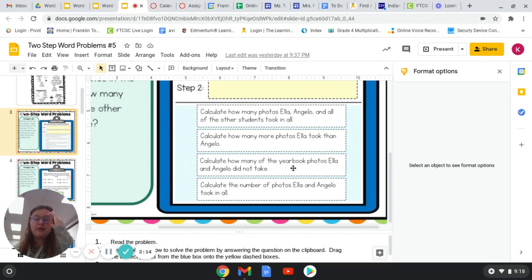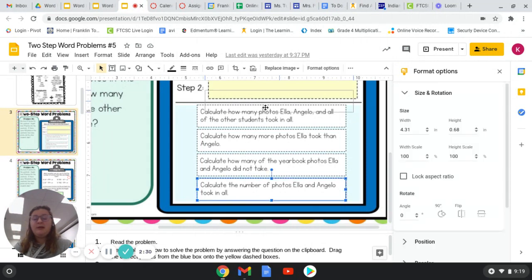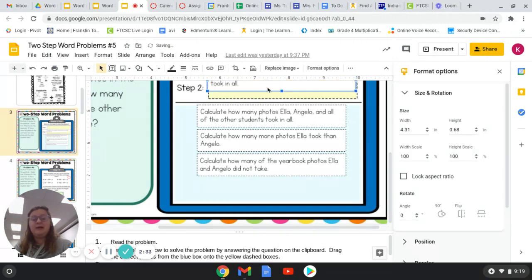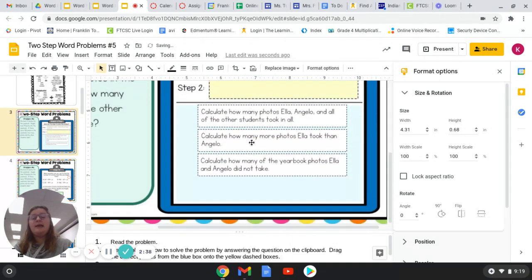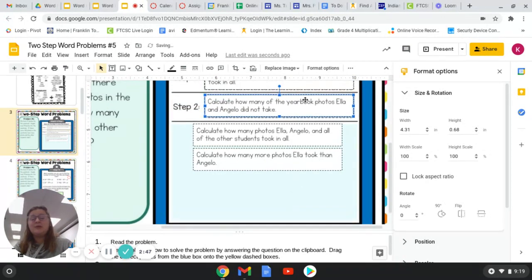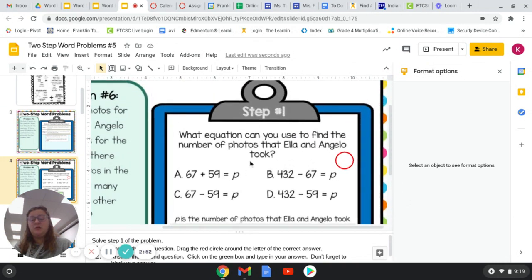Calculate how many of the yearbook photos Ella and Angelo did not take. I do need to do that, but there's a step I have to do before that, and that is calculate the number of photos that Ella and Angelo took together. So I'm going to move that one up to step number 1. And then, like I said earlier, I need to figure out how many of those photos they didn't take. So I have my 2 steps. Now I'm going to move on to slide number 2.